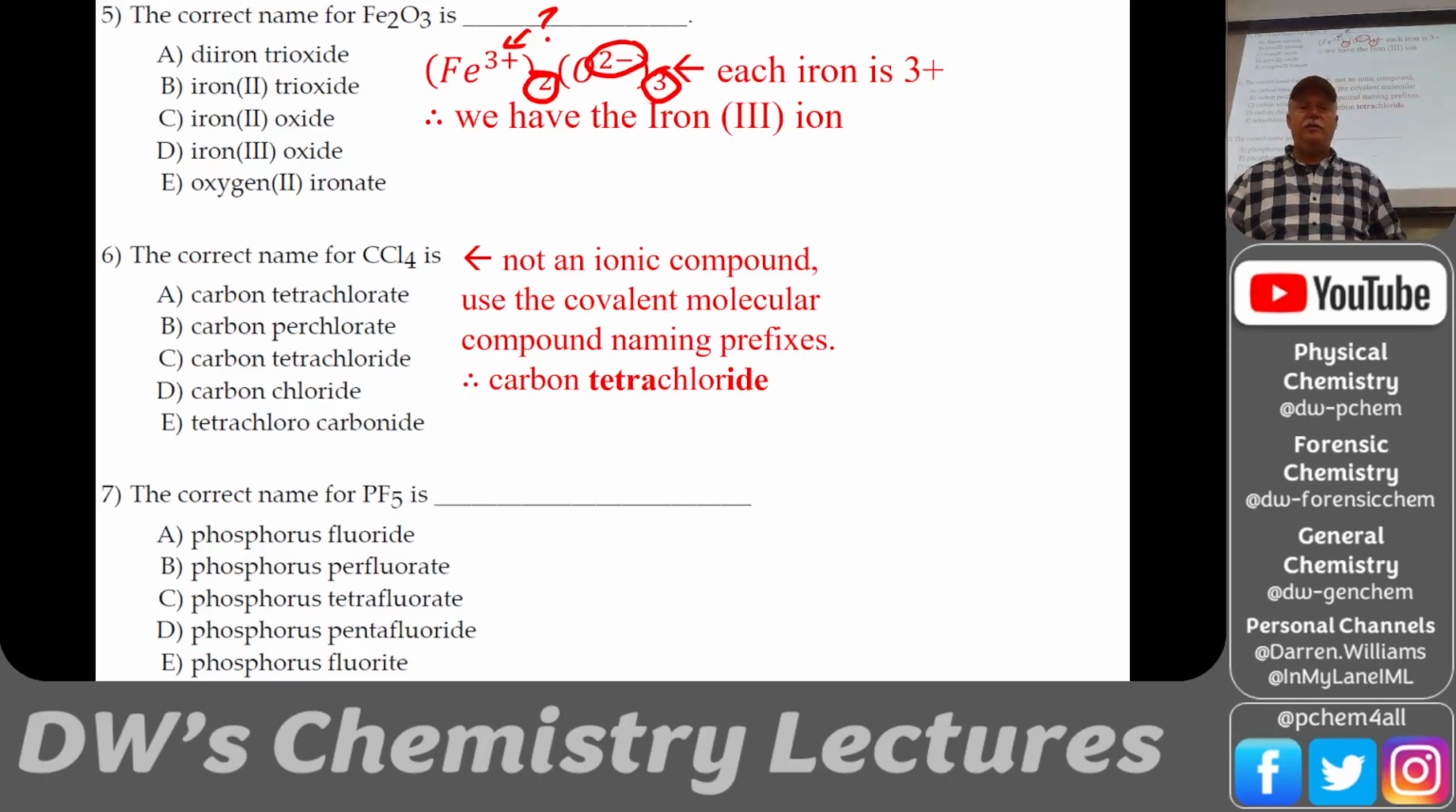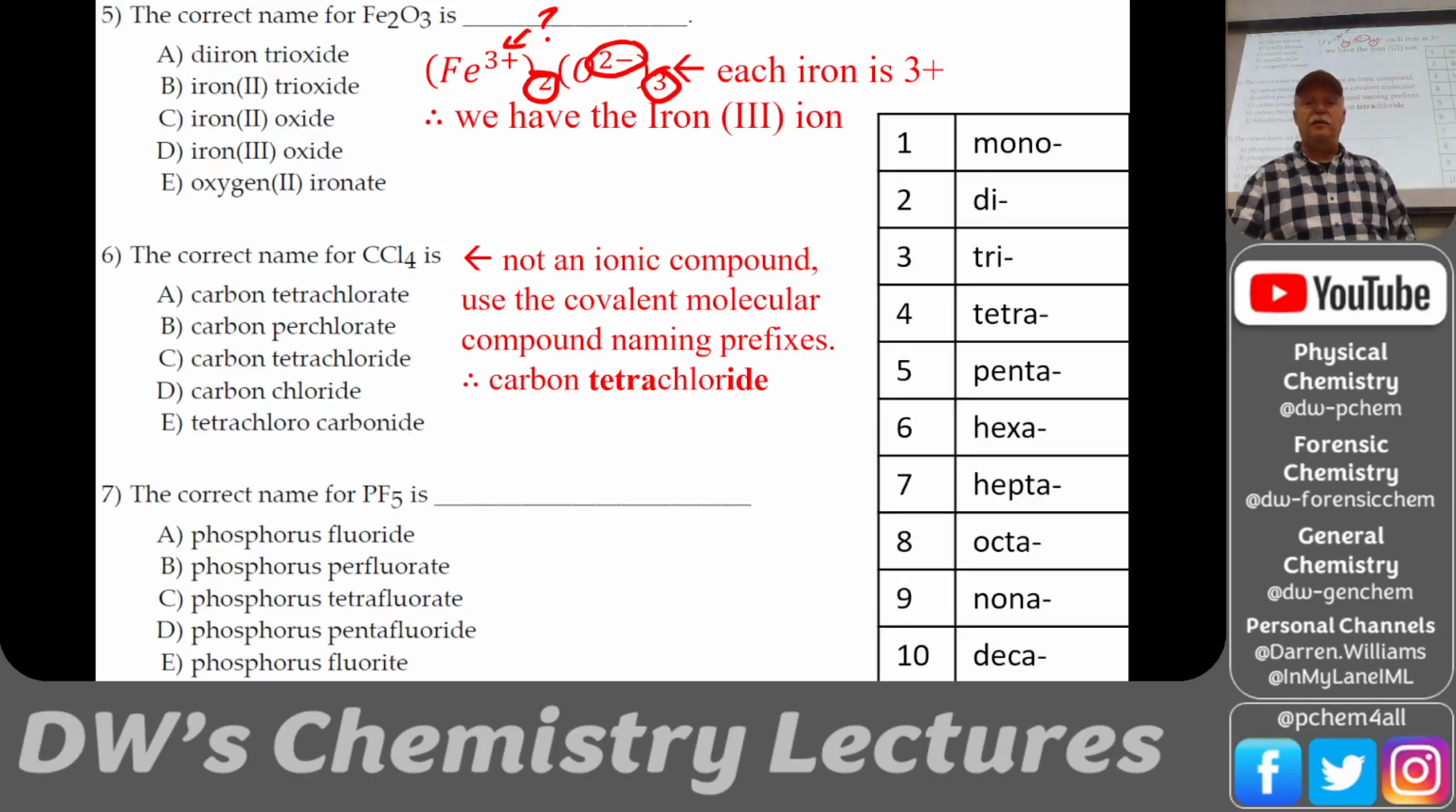And so that's when you use the naming prefixes. You got to know these prefixes: mono, di, tri, etc., all the way down to 10. The most common ones, obviously, are the top 4 or 5, but it's good to know. So this is carbon. The first atom is just listed as its atom name, carbon, and then you use the prefix tetra, because there's 4 of them. And then you put "ide" on the end. That's just the naming convention.